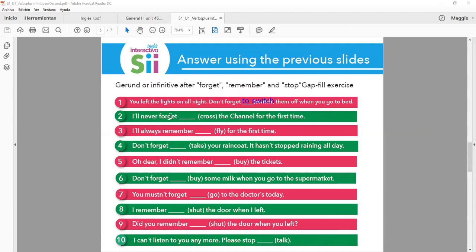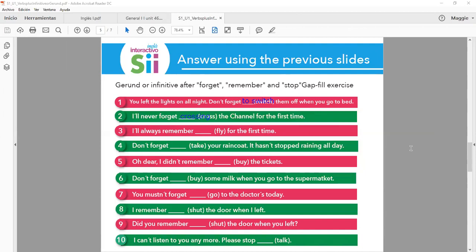Number 2, I'll never forget cross the channel for the first time. Is this something in the present that we don't have to forget, or is it something in the past? If we say for the first time, of course, it is in the past. So, okay, here our answer is crossing. I'll never forget crossing the channel for the first time.